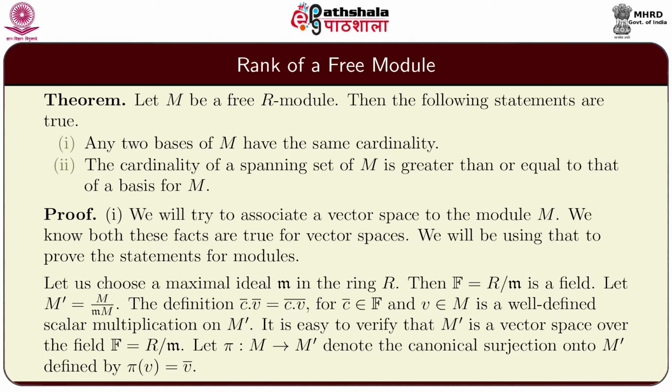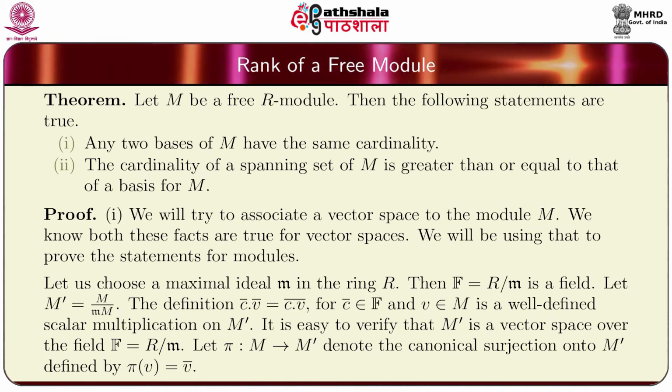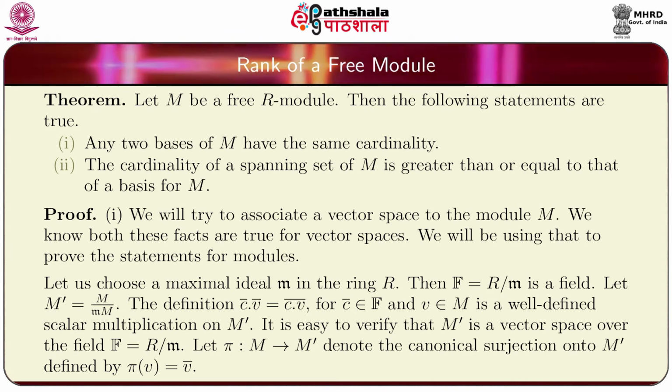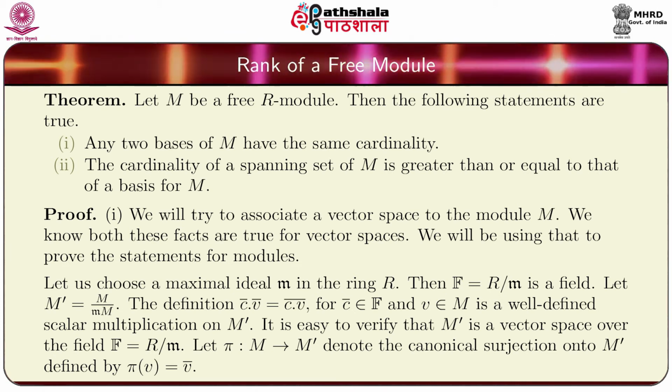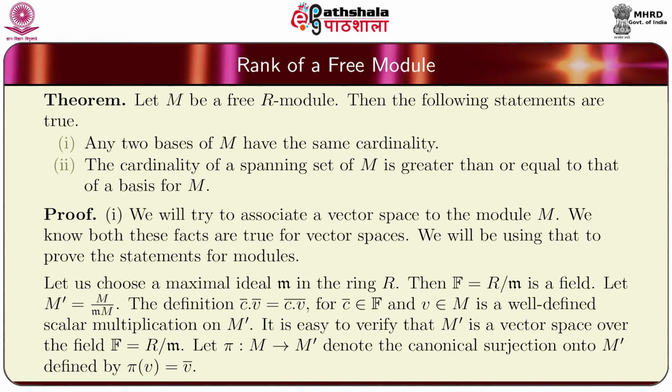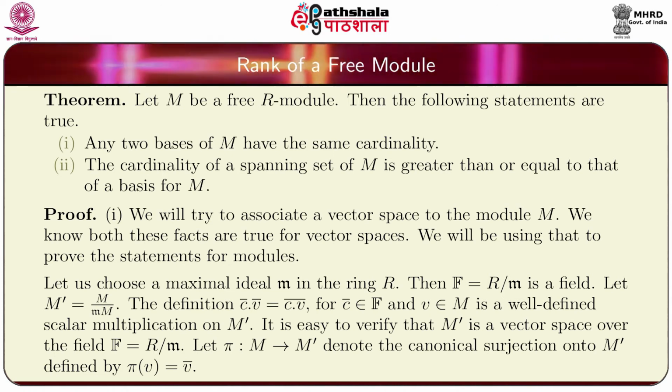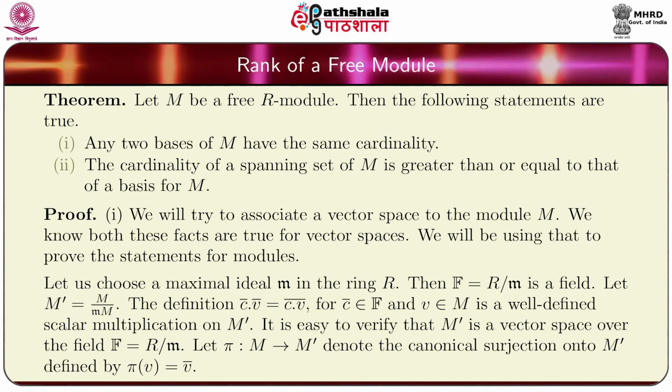Now, we cannot expect to have a natural module structure of M over F. We can have a natural module structure if we take a suitable quotient of M, and that is given by M dash, which is M quotient MM.